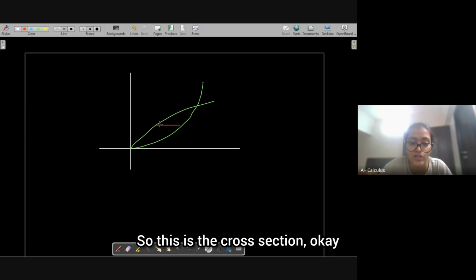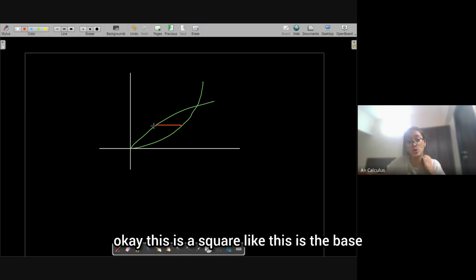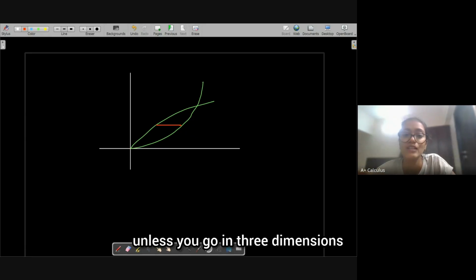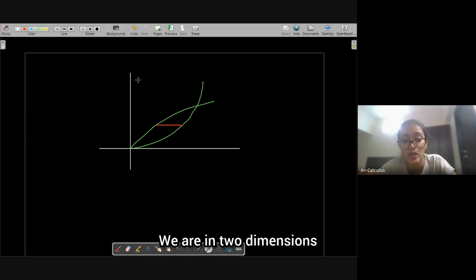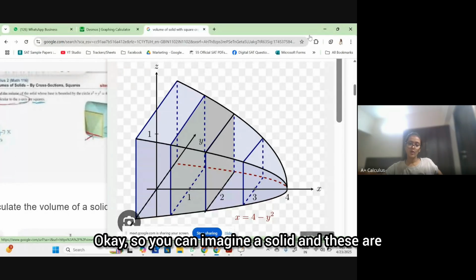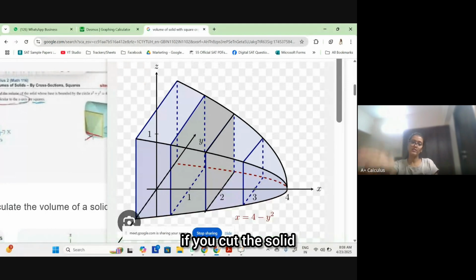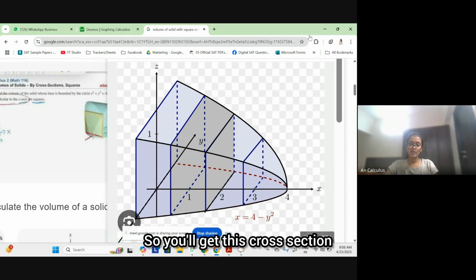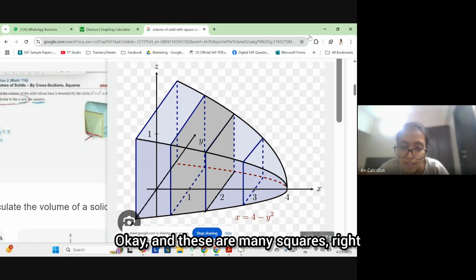So this is the cross section, okay? This is a square. This is the base of the square. You cannot see the whole square unless you go in 3 dimensions. We are in 2 dimensions, we cannot see that. So you can imagine a solid, and if you cut this solid with a knife, placing the knife perpendicular to the x-axis, you'll get this cross section, a square cross section.